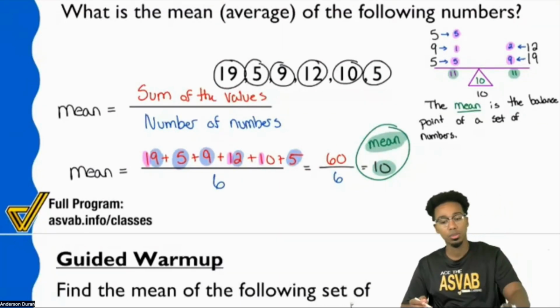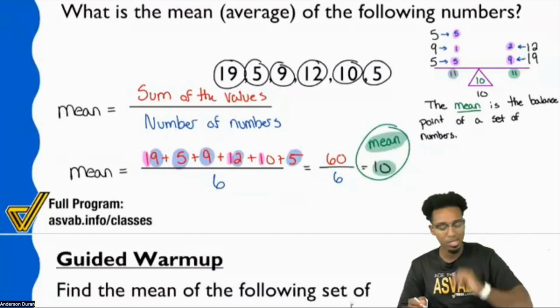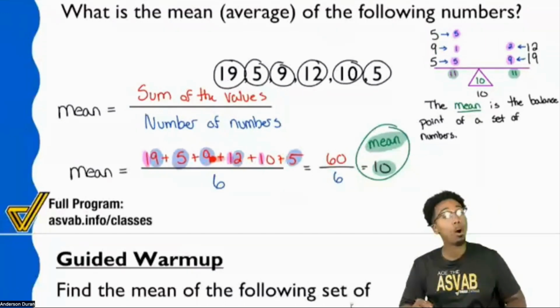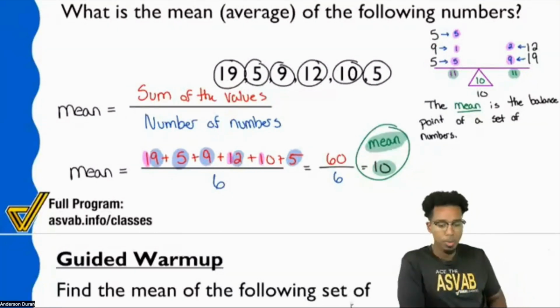So before I continue, yes or no, do we understand how we got the 60 here in adding up all of those values? Just want to make sure we got that down there.